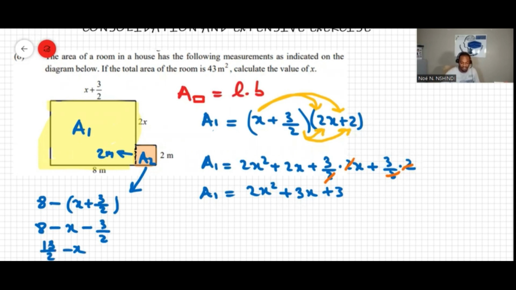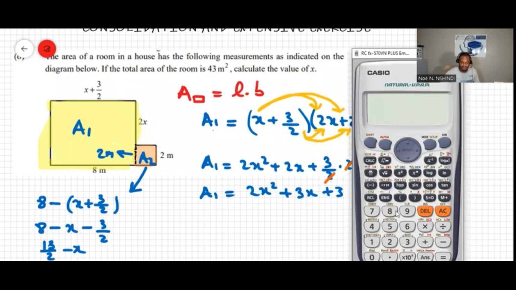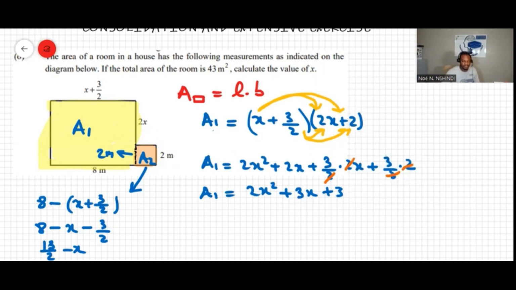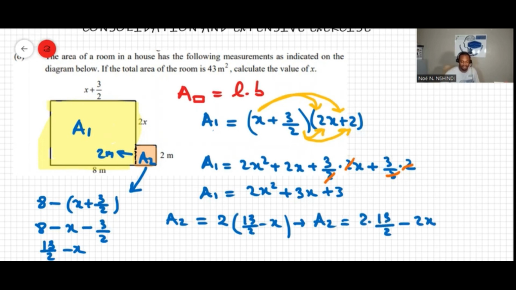You can check in the calculator. 8 minus 3 over 2, and that's 13 over 2, yes. 13 over 2 minus x. Now, area 2 will be 2 meters multiplied by 13 over 2 minus x. So area 2 will be equal to 2 multiplied by 13 over 2 minus 2x, and 2 multiplied by 13 over 2 is just 13 minus 2x. So area 2 is that.